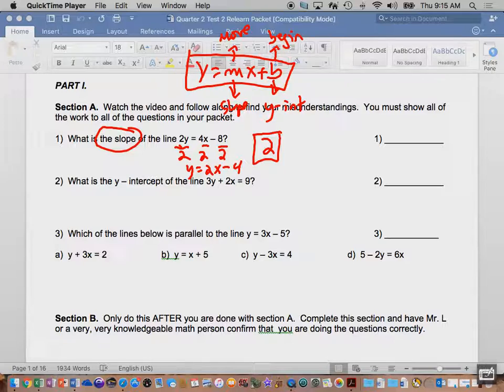Okay, number 2, what's the y-intercept of the line? And just like on the previous question, the problem is that it does not say y equals, but this time I need to do 2 things. First, I need to subtract the 2x. That gives me 3y equals negative 2x plus 9. Then I divide by 3. The y-intercept is here at the end, and 9 divided by 3 is 3.